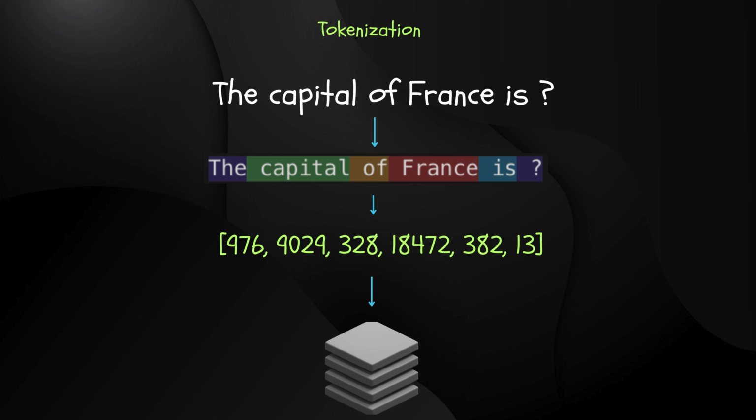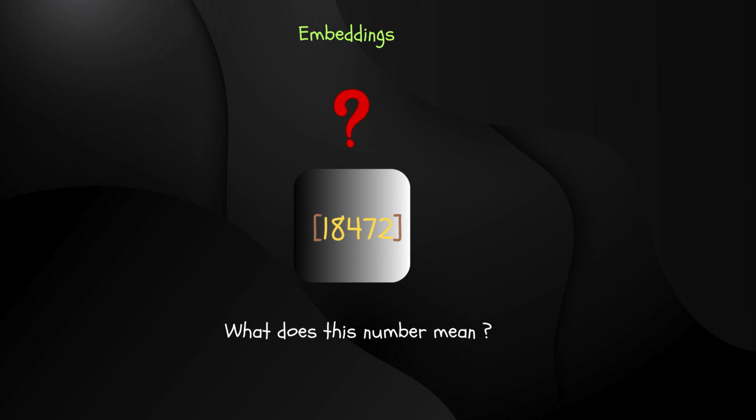But there's a problem. The number 18,472 doesn't mean anything. It's just a number. The model still needs a way to represent meaning. That's where embeddings come in. At this point, we have a sequence of token IDs. But there's a problem. These numbers don't actually mean anything.